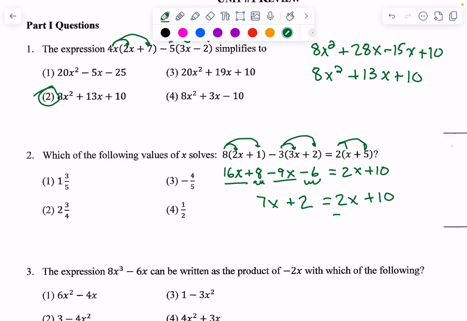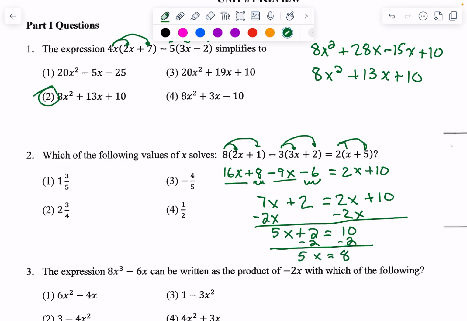I'm going to move my letters or my variables to one side. 5x plus 2 is equal to 10. Minus 2, minus 2. 5x is equal to 8. And I'm going to divide by 5. Divide by 5. X is equal to 8/5.